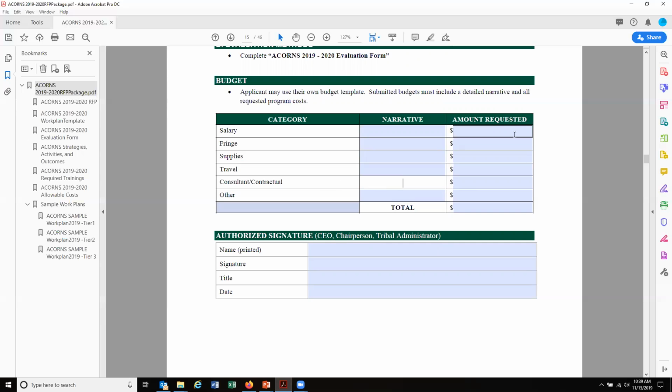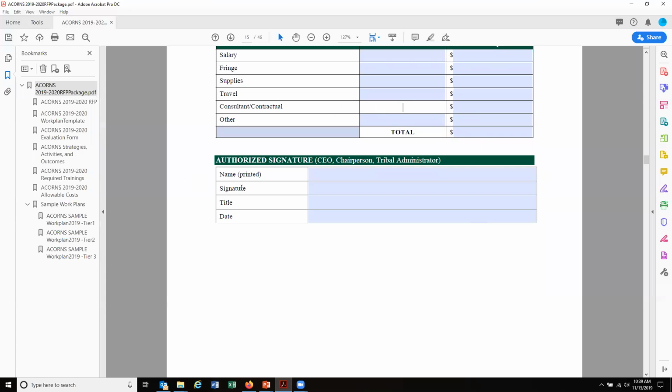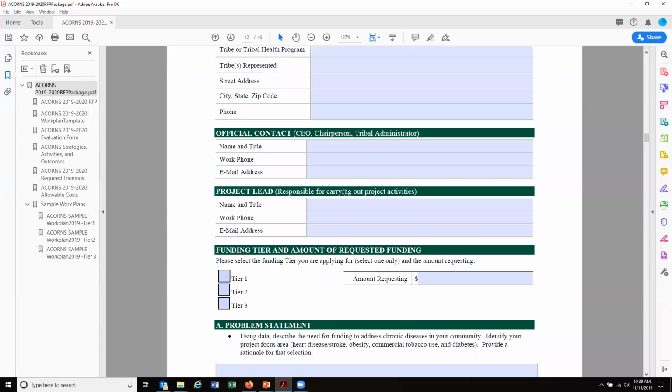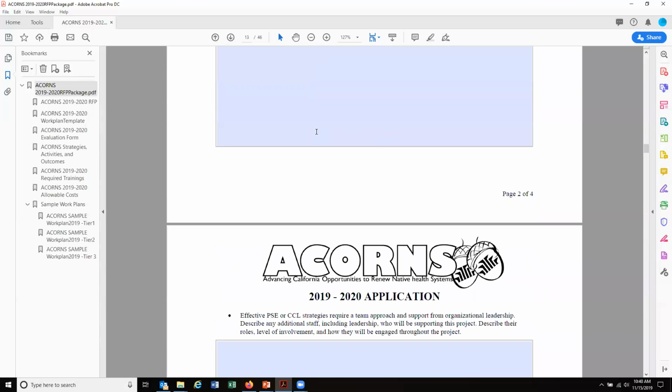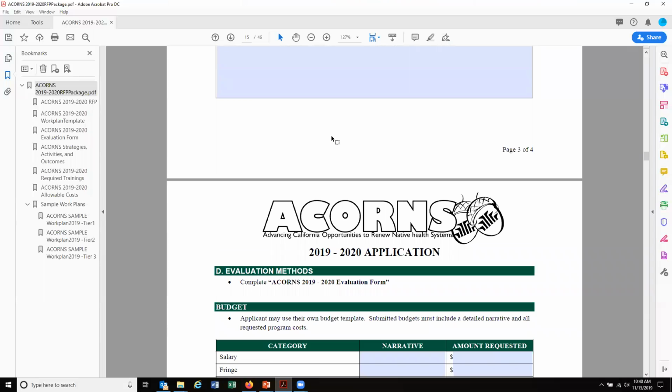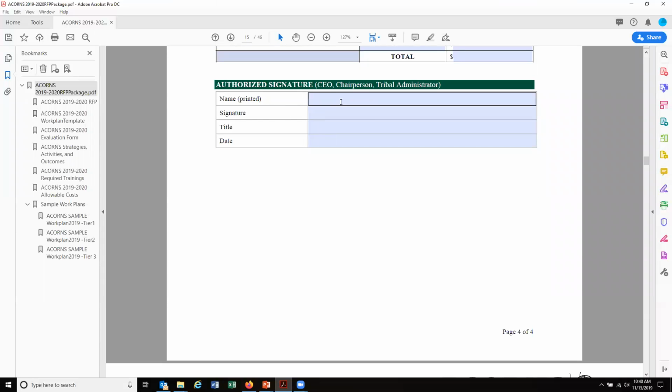Please also make sure that the math is correct on this. Check and double check that you're doing this thoroughly and appropriately. And then the final piece of this application is that it needs to be signed by the authorized signature. So that's going to be the person who is listed on the very first page as the official contact. That's typically a CEO, a chairperson, a tribal administrator, or an executive director, whoever is responsible for the subcontracts that your organization holds. So that's who will need to date and sign, and list their title.